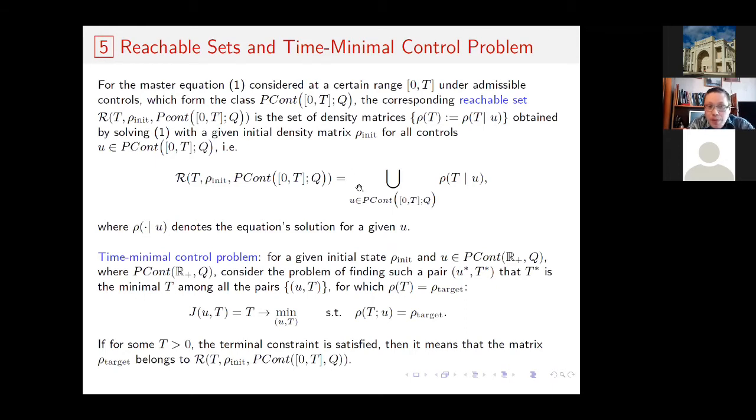And the time minimal control problem, which is written here, is a problem where we want to satisfy this terminal condition. In other words, it's needed to generate such a final density matrix which coincides with some given target matrix, and it's needed to minimize the final time in the set of such pairs, the pairs which allow us to satisfy this terminal condition.